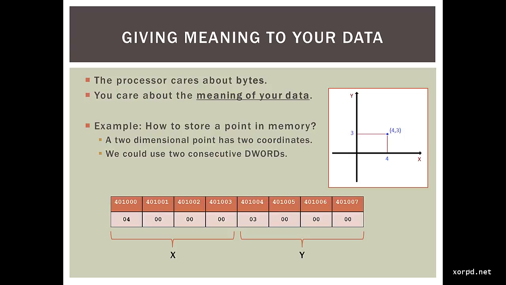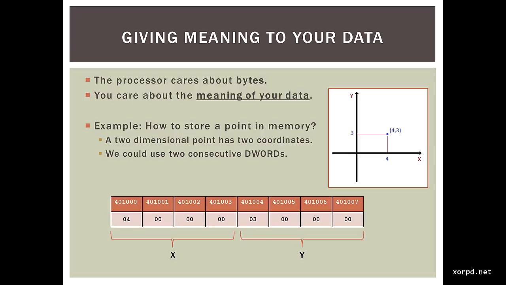Giving meaning to your data. The processor cares about bytes. However, you care about the meaning of your data. This is some kind of a conflict. On one side, you want to make sure that the processor understands your program, and on the other side, you want to make sure that the program is meaningful to you and to your fellow programmers.